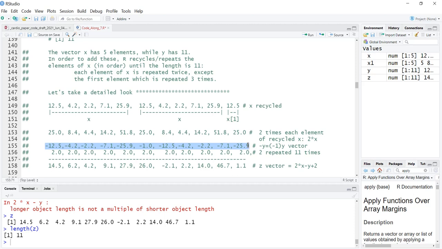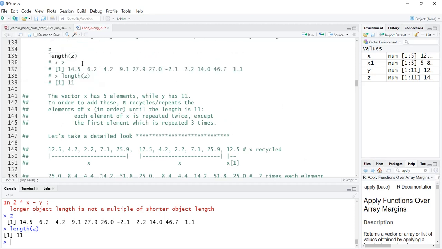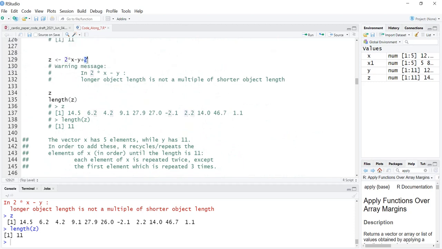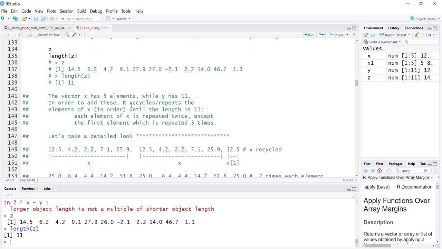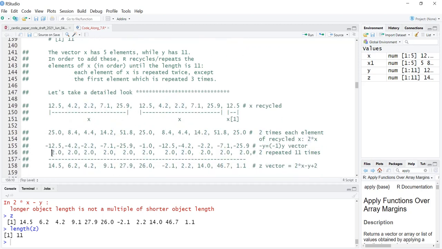All right? And then I'm adding a 2. It's a constant. It's not a vector, but I can't add a constant to a vector. So R makes 2 a vector. How does it do that? It makes a vector of 11 2's here, so that we have a 2 that we can add to each element. Okay, so we take 25 minus 12.5, that's 12.5, plus 2, that's 14.5.